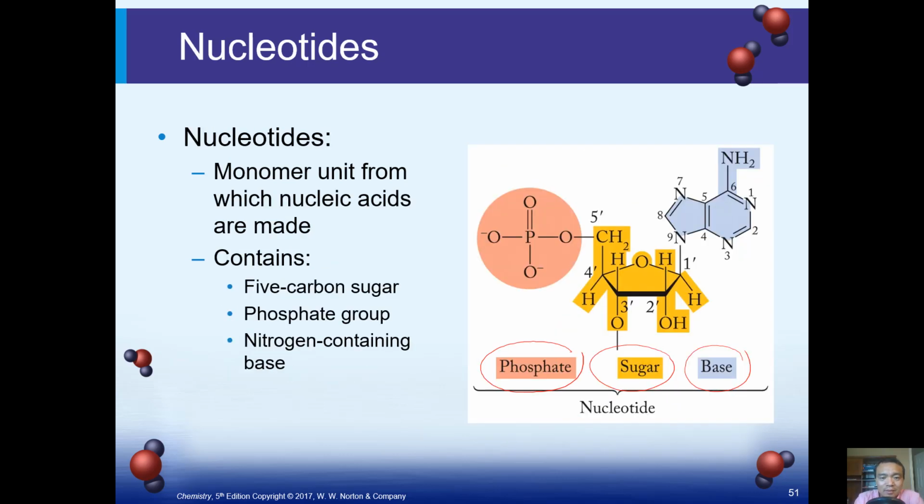Right. Now, the last but not the least, we're going to talk a little bit about RNA and DNA. RNA and DNA are made of the monomers called nucleotides. A nucleotide is the monomer unit of which both the RNA and DNA are comprised. In the structures, as you can see, a nucleotide is made of 3 different portions: phosphate, sugar, and the base.